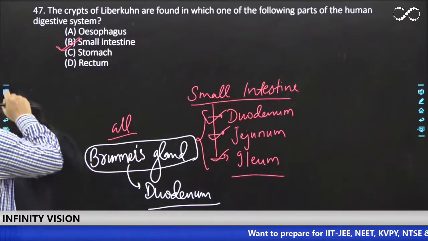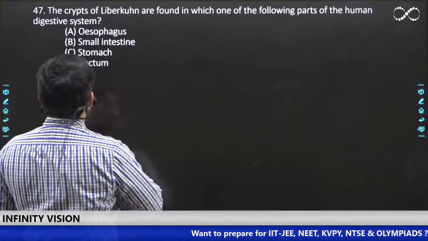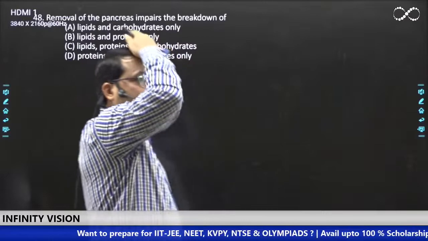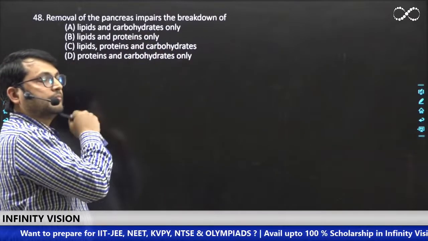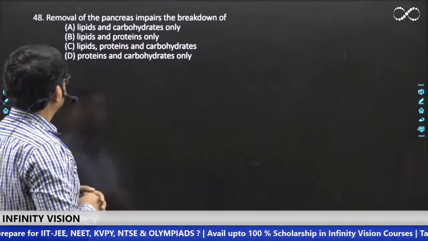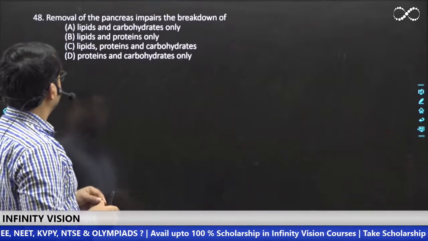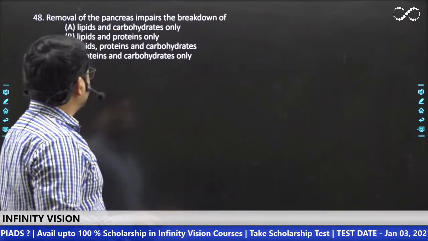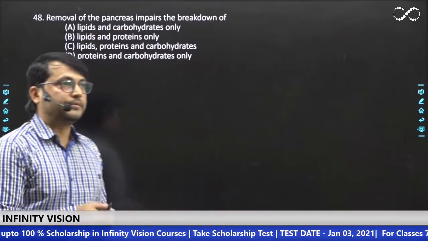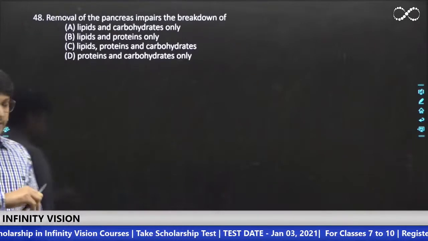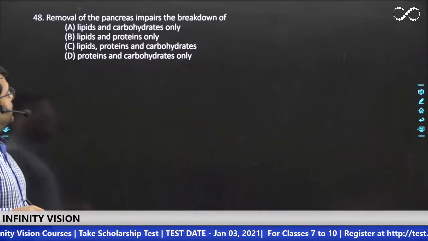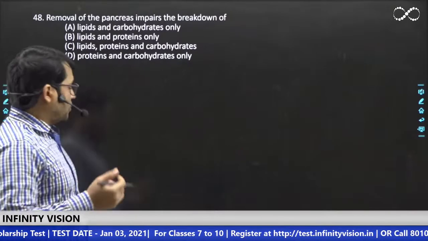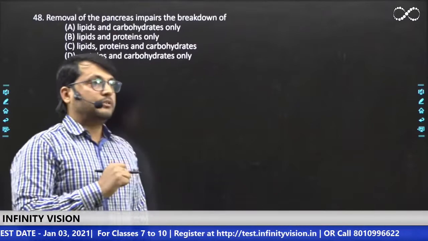So let's move to the next question. That is question number 48. So this question says, removal of pancreas impairs breakdown of. What should be the answer? Lipids and carbohydrate only, lipids and proteins only, lipids, proteins, and carbohydrates, or option D, proteins and carbohydrates only. What should be the answer?